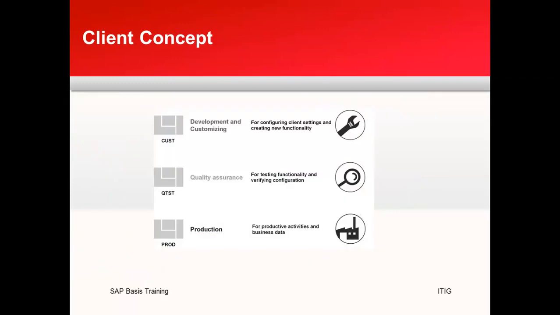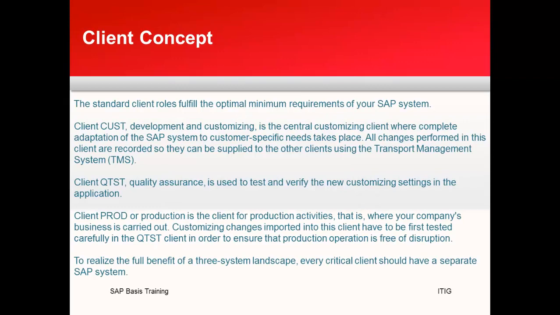In this slide you can see there is a development and customizing client, a quality assurance client, and a production client. The standard client roles fulfill the optimal minimum requirements of your system. The customizing client, where the development takes place, is the central customizing client where complete adaptation of the SAP system to customer-specific needs takes place. All changes performed in the client are recorded, so they can be supplied to the other clients using the transport management system.